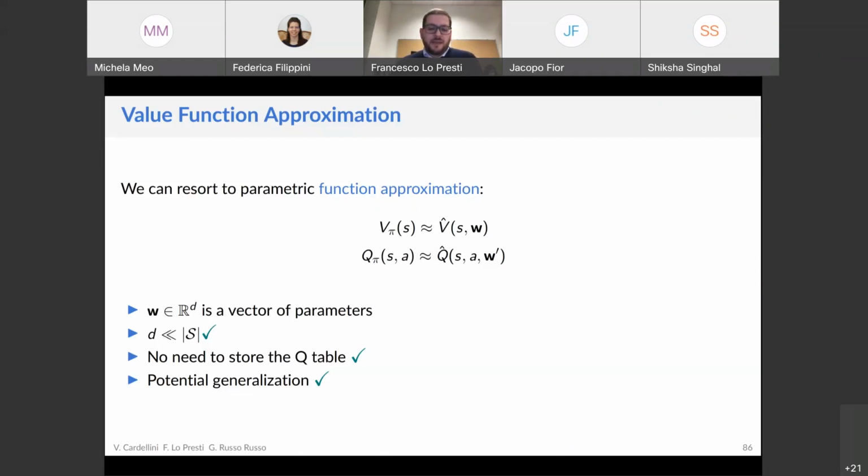The length of this vector of parameters is denoted by D, and we usually expect D to be much smaller than the number of states in the model. So now we don't need to store the whole Q table, but we only need to store and update the vector of parameters. This clearly leads to significant memory savings, but also to potential generalization across different states, because when we update a single weight in W, we are likely to impact the value of several states.